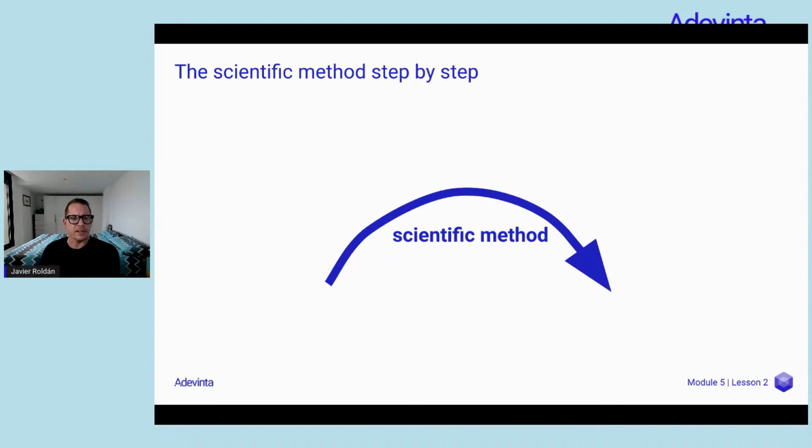Let's see the phases of the scientific method step by step. First one, observation. It consists of collecting and documenting a problem or opportunity with data and facts in a way that we can think of a solution.